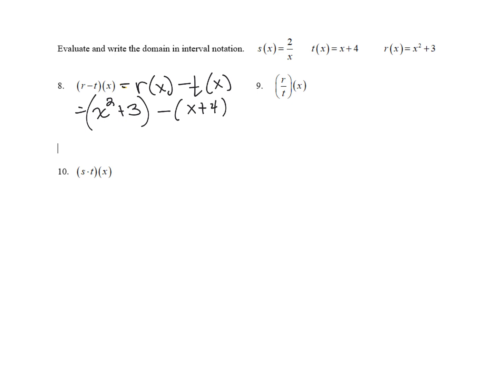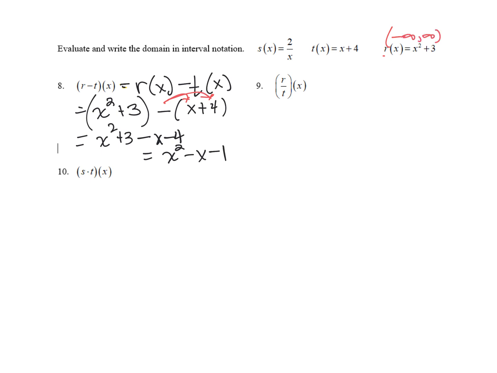Now remember, when we are subtracting, we have to distribute that negative. So what we get is x squared plus 3 minus x minus 4. So the result of this, when I combine like terms, is x squared minus x minus 1. Now, let's talk about what's the domain of that. Well, the domain of x squared plus 3, that's a parabola, and we know the domain of a parabola is all real numbers.